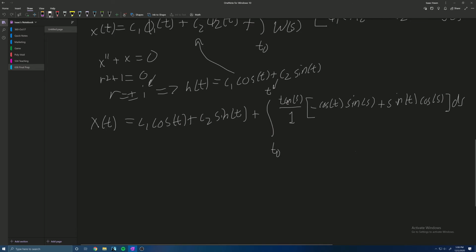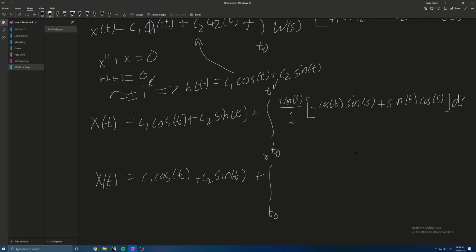I think we can simplify this a little further, so let me do that. X of t equals c1 cosine of t plus c2 sine of t. And then let's see here. So obviously that 1 is going to go away in the denominator there, but it looks like we can, this tangent is sine over cosine, so it looks like we can distribute this tangent and cancel some terms here.